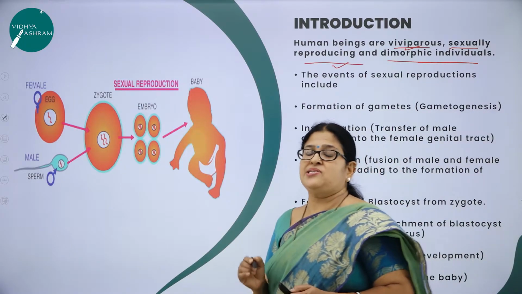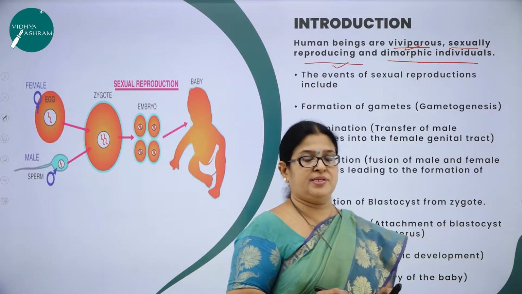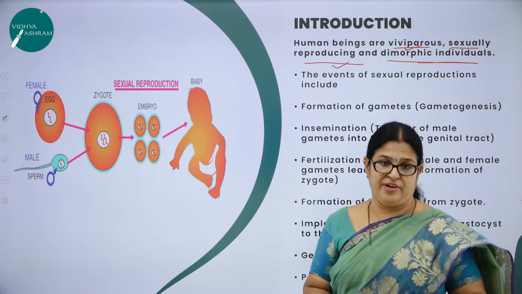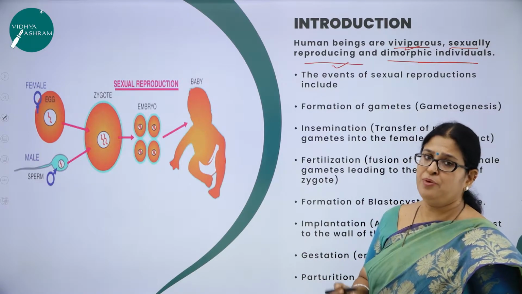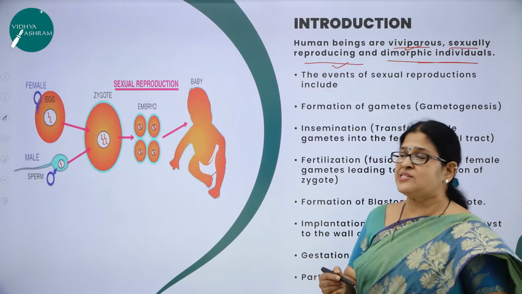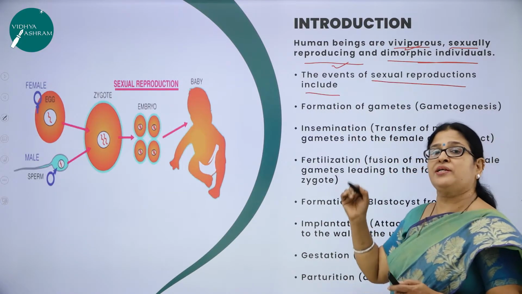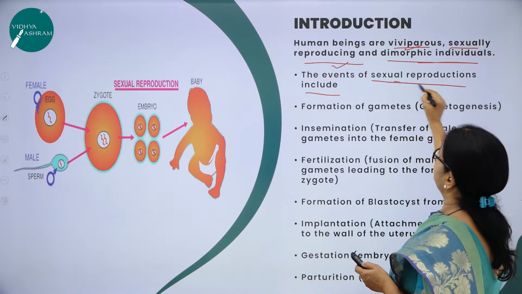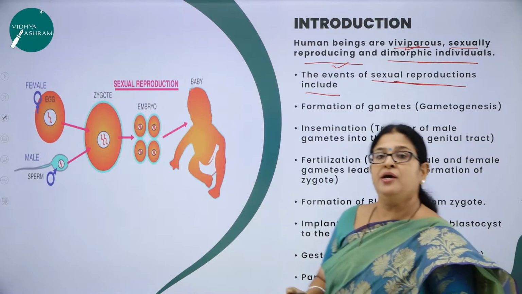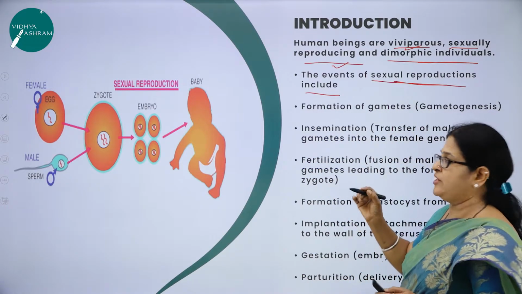But we must understand that human reproduction is not a very simple process. It involves various events, and all these events take place after attaining puberty. Now let us study the events of sexual reproduction. What are the important events that need to take place during the process of sexual reproduction? Let us study one by one.